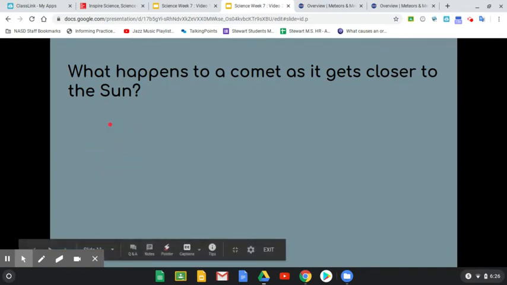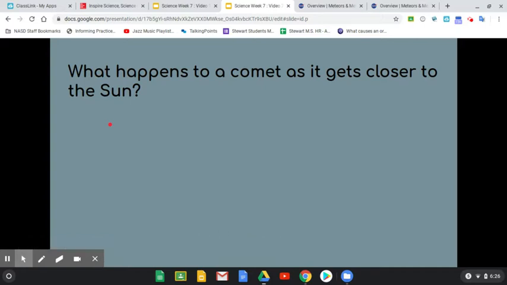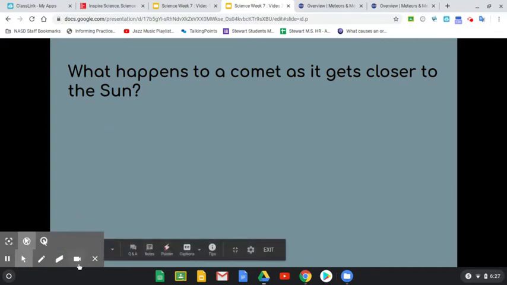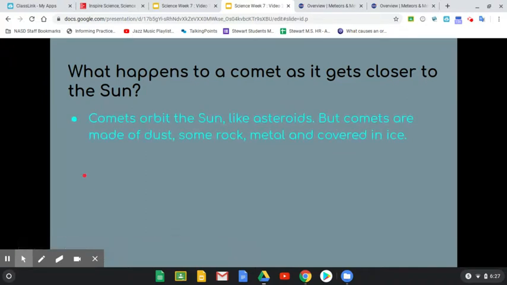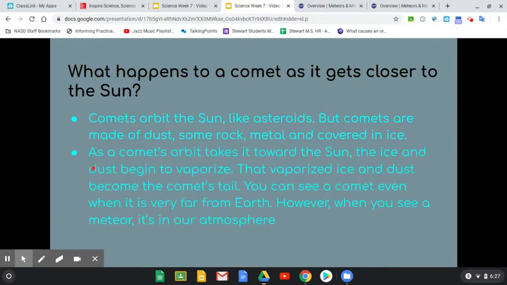So let's answer this question first from what we read. What happens to a comet as it gets closer to the sun? So comets orbit the sun like asteroids, but comets are made of dust, some rock, metal, and they're covered in ice. And as a comet's orbit takes it toward the sun, the ice and dust begin to vaporize. That vaporized ice and dust become the comet's tail. You can see a comet even when it is very far from Earth. However, when you see a meteor, it's in our atmosphere.